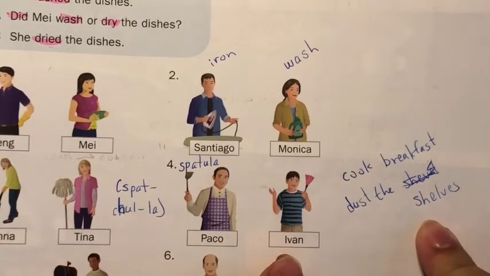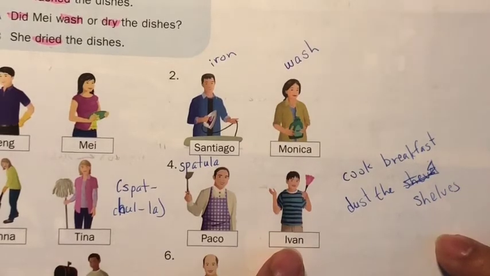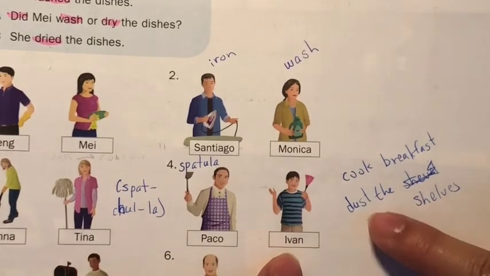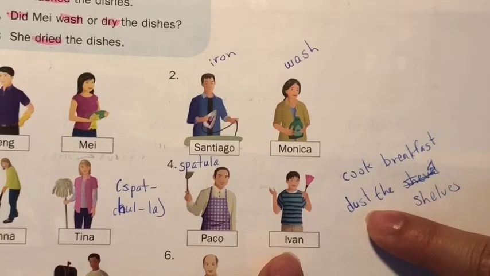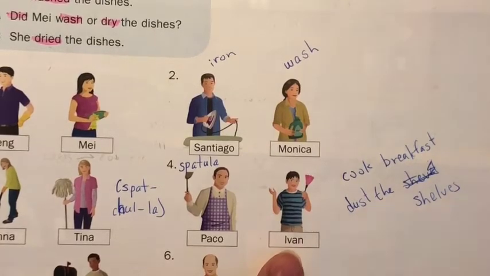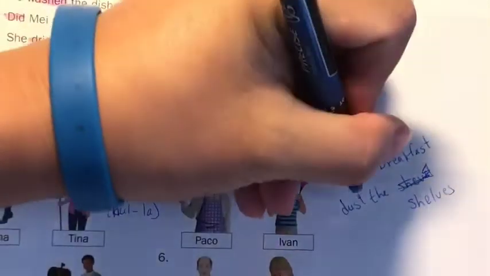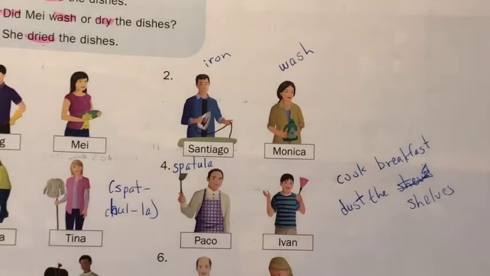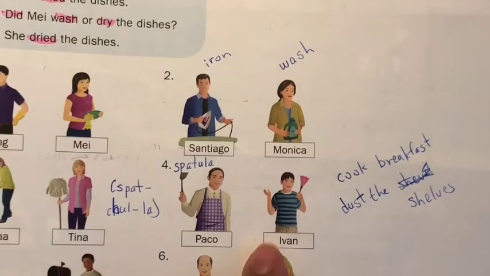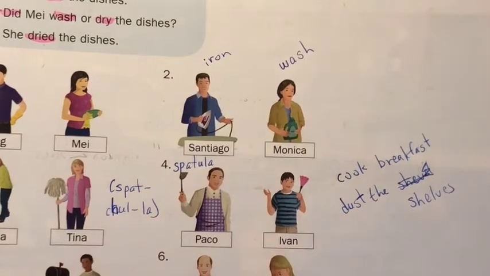Ivan. Did Ivan cook breakfast or dust the shelves? Ivan dusted the shelves. Dusted, we write ed at the end. Ivan dusted the shelves. He didn't cook breakfast.